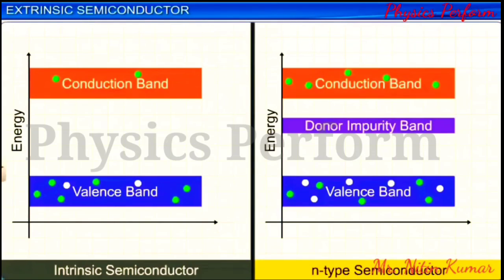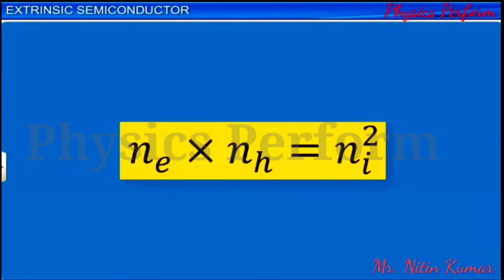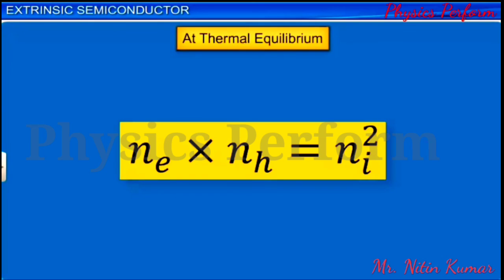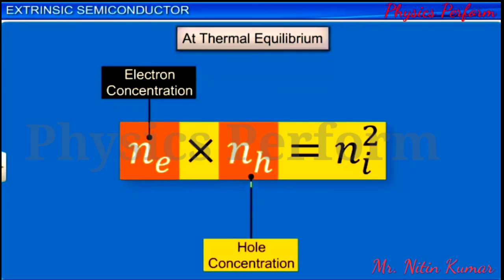It can be shown that at thermal equilibrium, Ne into Nh is equal to Ni square. Here, Ne, Nh and Ni denote the concentration of electrons, holes, and intrinsic carriers respectively. You will learn about the details of the equation at higher classes.